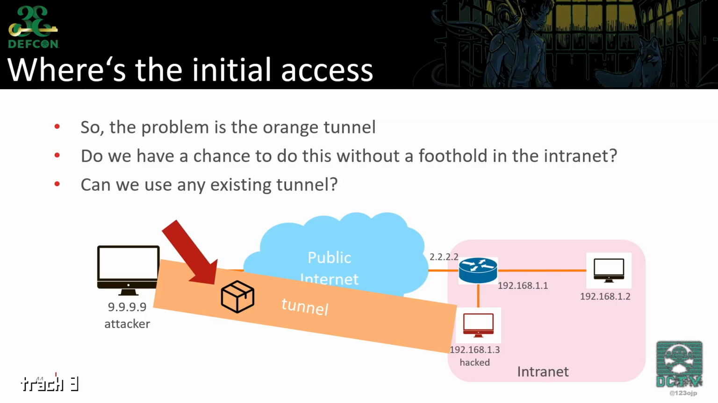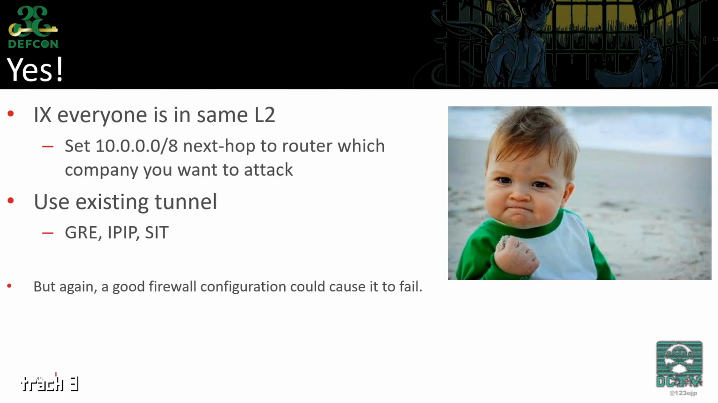So where's the initial access? Do we have a chance to do this without an initial foothold in the intranet? Can we use any existing terminal? The answer is yes. On the internet exchange, everyone is on the same layer 2 network. An attacker can set a private network range as the next hop to the router of the company they want to attack. Also, the second method, we can abuse existing terminals such as GRE, IPIP, or SIT terminal. But again, a good firewall configuration could cause this to fail.